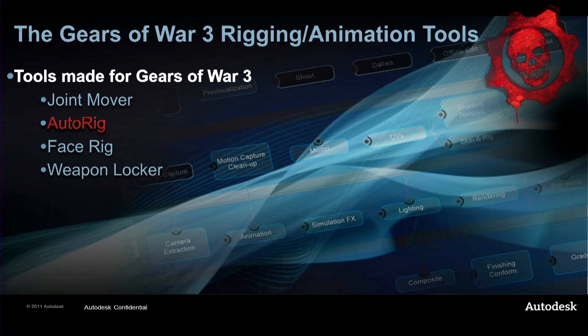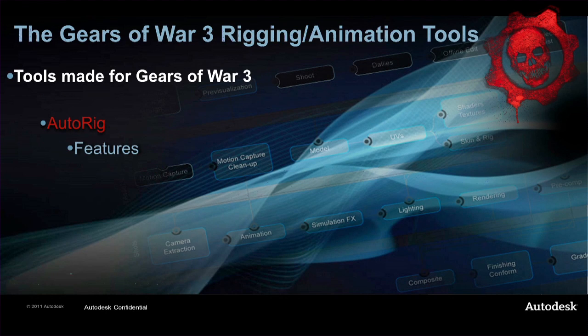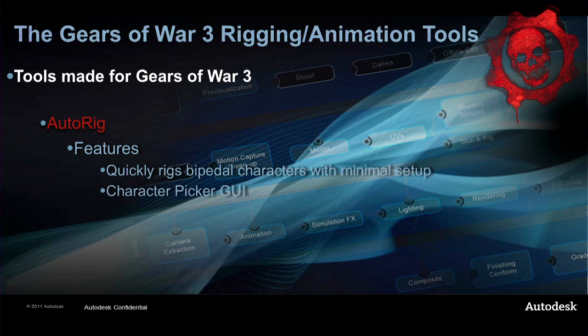The auto rig is the next thing we're going to talk about. I'm sure most people are familiar with what an auto rig does: it allows you to quickly auto rig some kind of template very quickly. For us, we had something like 80 bipeds in Gears of War 3. Obviously, making those by hand would be out of the question. So there's an auto rig that will rig the bipeds with minimal setup consistently every time. There's a character picker UI with it.